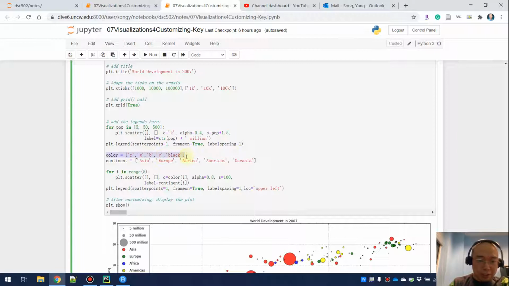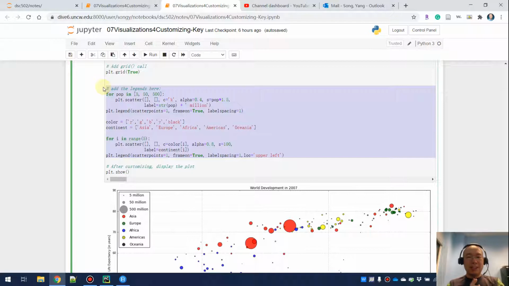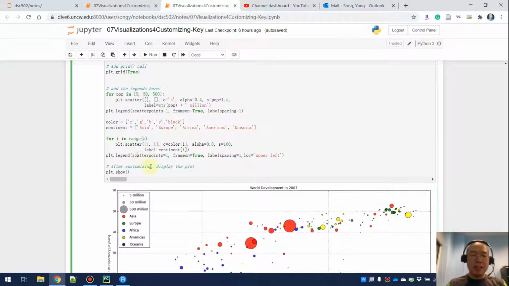And for the color and the continent, I'm using a different iteration. I know there are five colors, there are five continents. So how about I just iterate from 0 to 4, and for each of them, I'm picking one color using color square bracket i to pick one color, and then I'm using the same index to pick the name of the continent. So the color and the continent always have the correspondence. Okay, and then eventually I will see the red as Asia, the green as Europe, etc. Okay, and after I created those two empty scatter plots, eventually I should be able to do the legend, and ta-da, I got this legend.